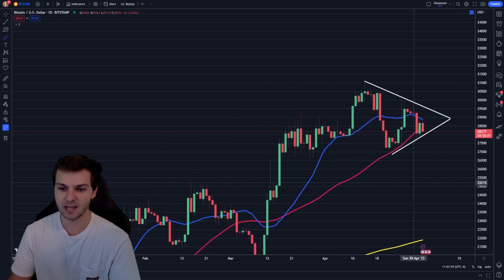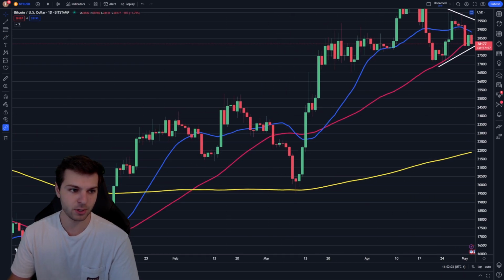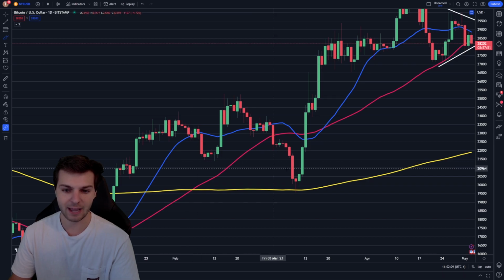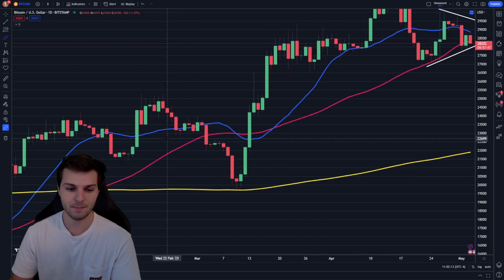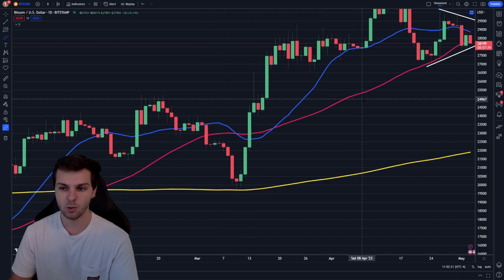Now on top of this, the other important thing to see over here is that historically, ever since Bitcoin crossed back above the 200-day moving average at the beginning of this year, the moving averages have been acting as different levels of support for one another. What I mean by that is when the 20-day moving average doesn't hold, it moves to the 50. When the 50-day doesn't hold, it moves to the 200, and so on and so forth.